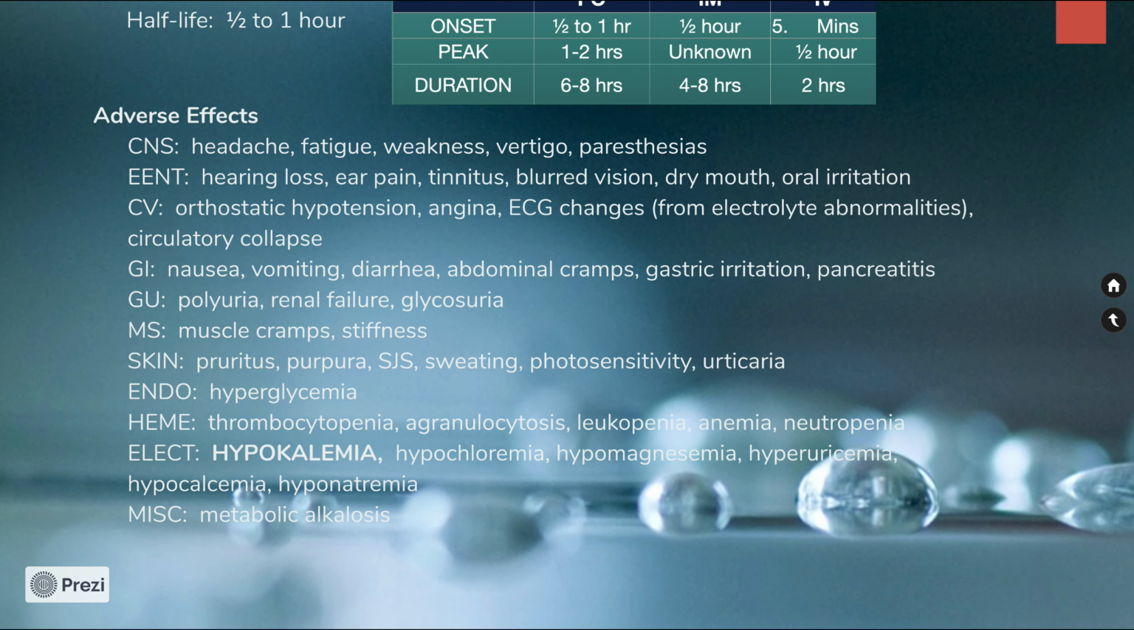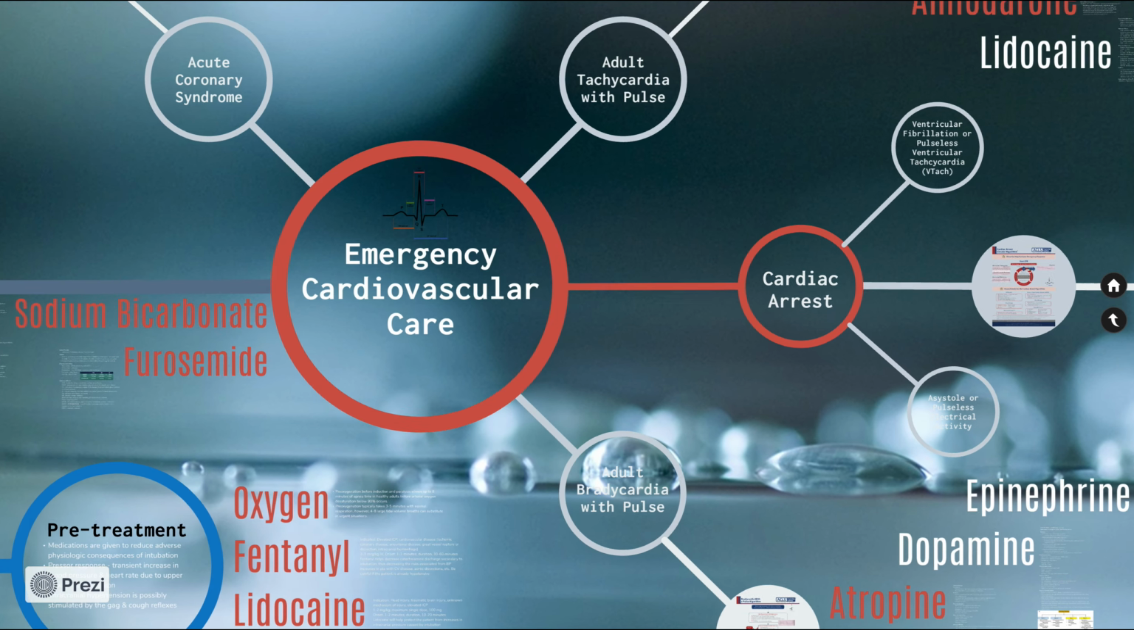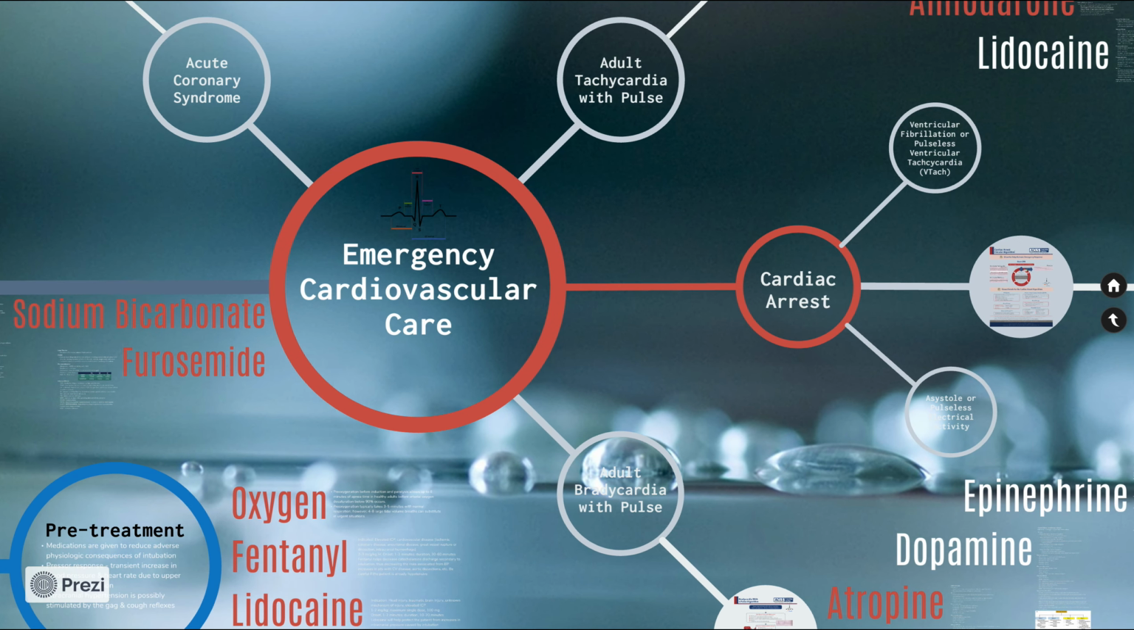Also, you have a decrease in the serum concentration of your other electrolytes like chloride, magnesium, sodium, and calcium. High-dose furosemide can cause metabolic alkalosis because of the loss of electrolytes. And it's important to know that furosemide can cause Stevens-Johnson syndrome, SJS. Okay, so those are some of the important molecules involved in the management of cardiovascular emergencies and some others.